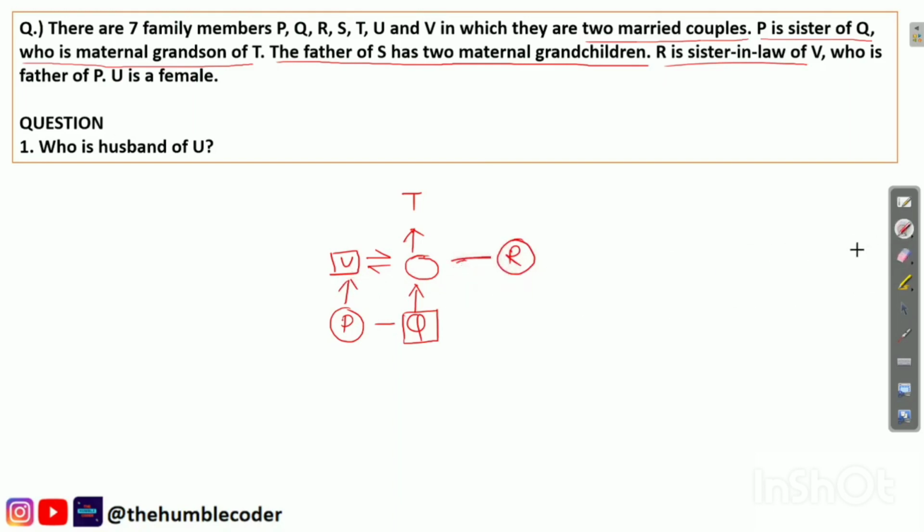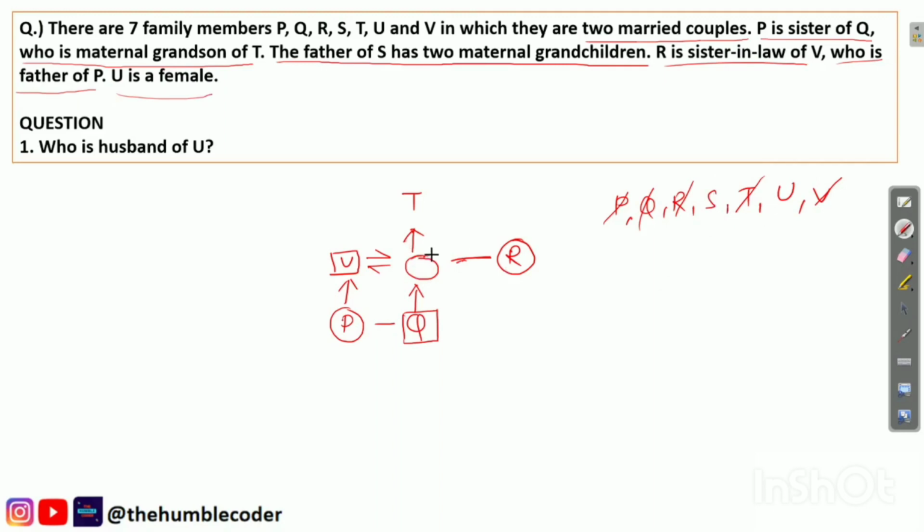So let us see what all are the letters which we have already covered. So we had P, Q, R, S, T, U and V. So we have already done P, Q, we have taken V, R and T. Now the remaining 2 are S and U. So let's read the remaining statement. Who is the father of P? We have done this. V is the father of P. U is a female. Okay, so U is a female, it is mentioned, and S is remaining.